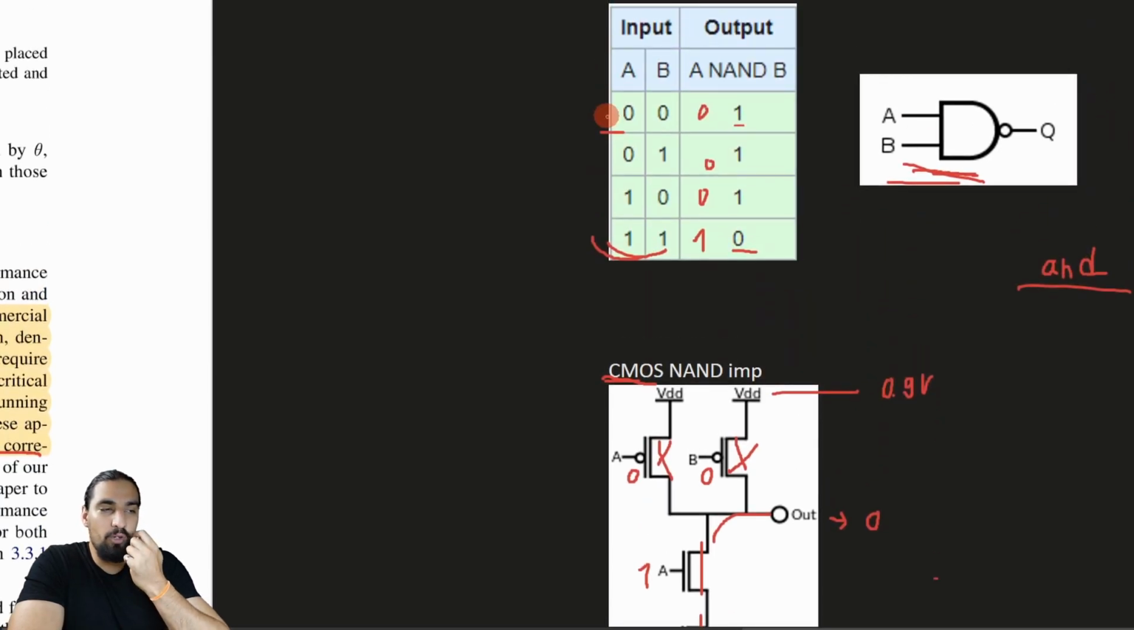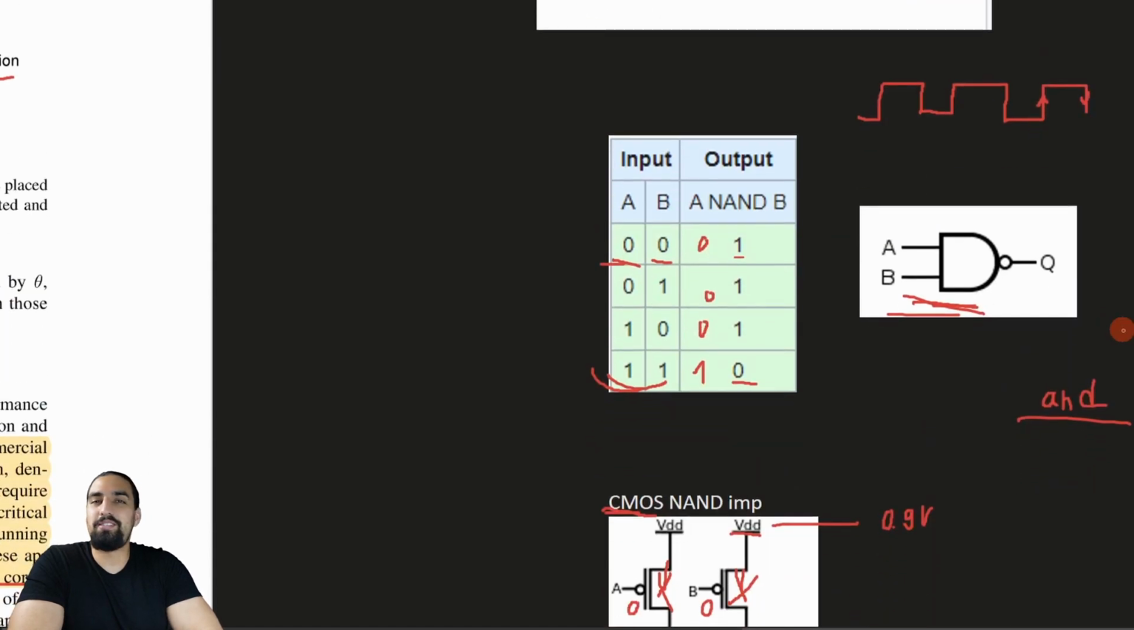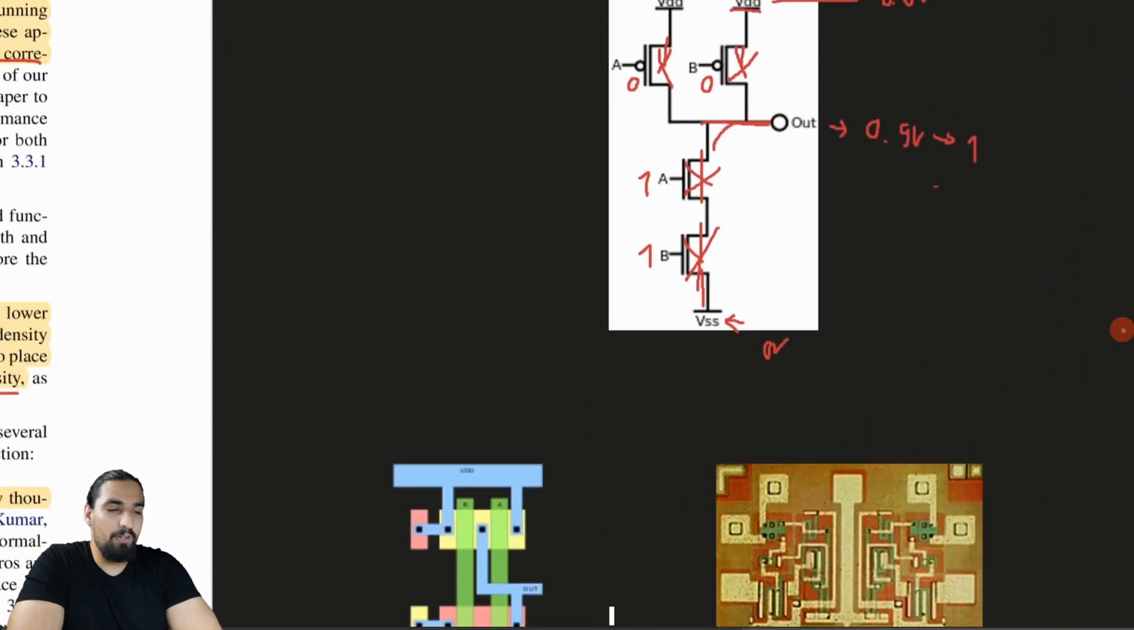The same thing goes for 0 0. So if you bring 0 0, you're going to basically turn off these two, and you're going to turn on these two, and so you're basically bringing the voltage supply directly to the output, which is 0.9 volts, which basically translates into logic 1. And yeah, so that's how it works. That's how your computers basically work.